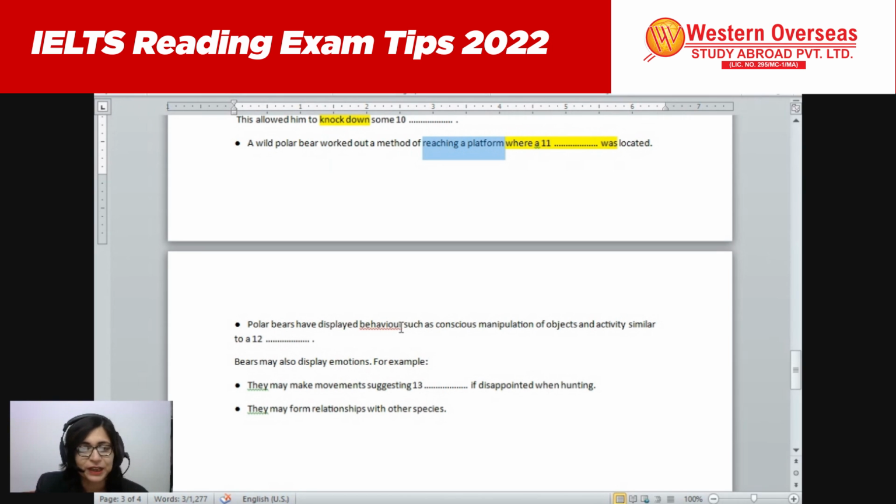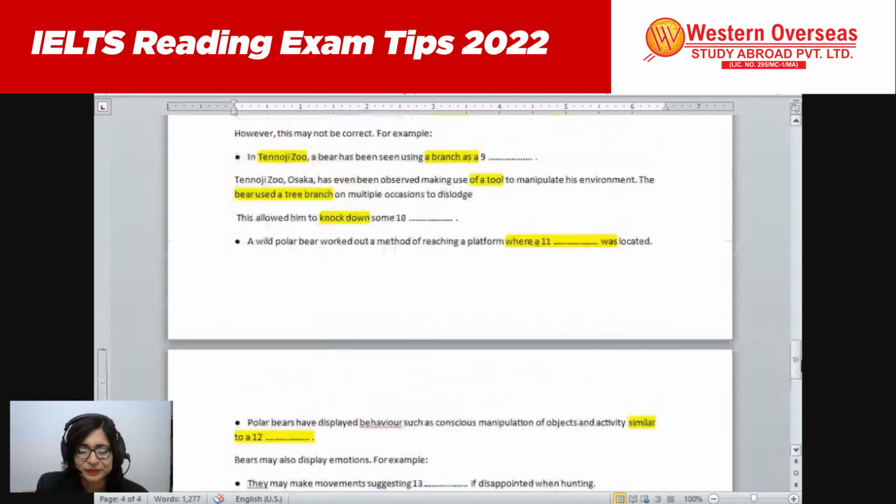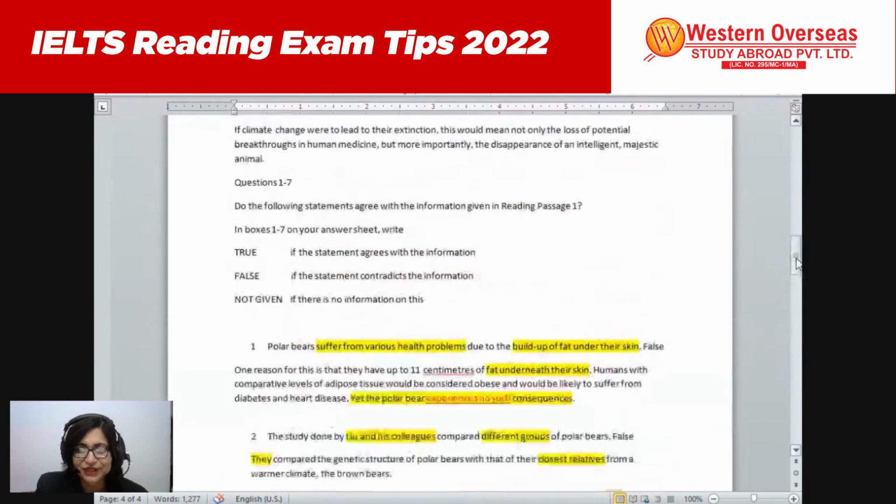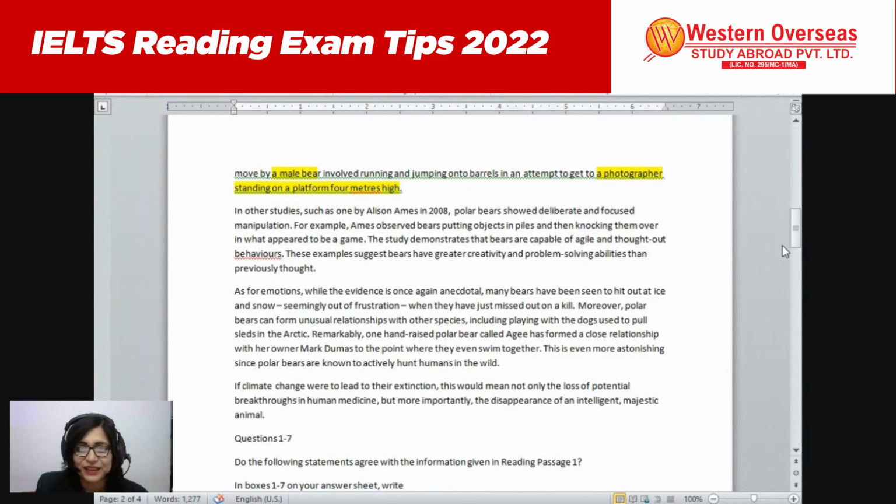Polar bears have displayed behavior such as conscious manipulation of objects and activities similar to a dash. Again, similar to means they are making a comparison with something to a dash. I'm going back to a paragraph, again checking comparison with them. They are saying, observe bears putting objects in piles and knocking them. Knocking them again, knock down. Remember phrasal verb. In what appeared to be a game.